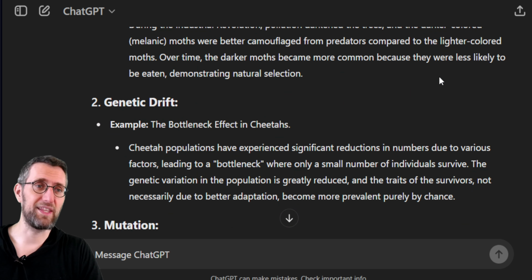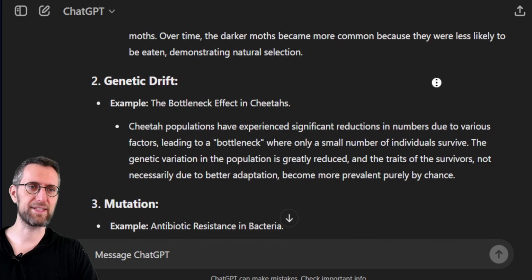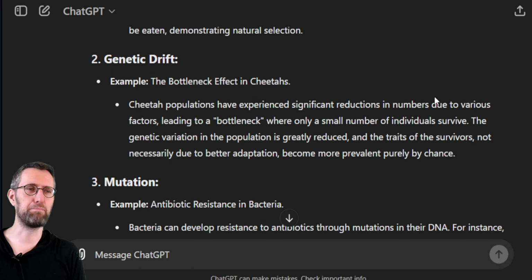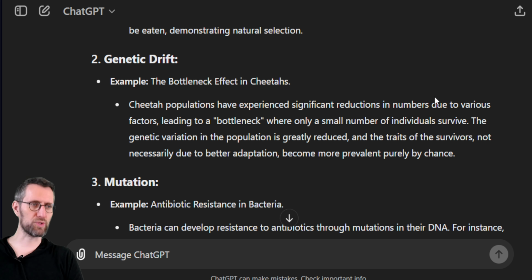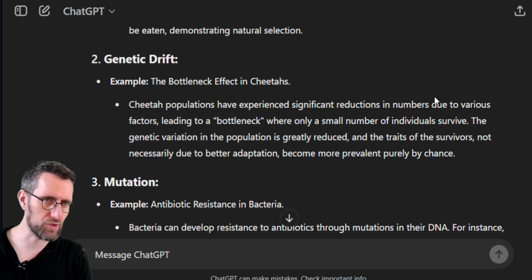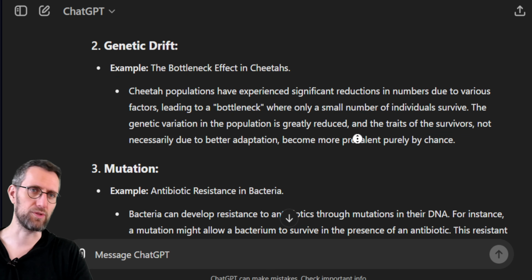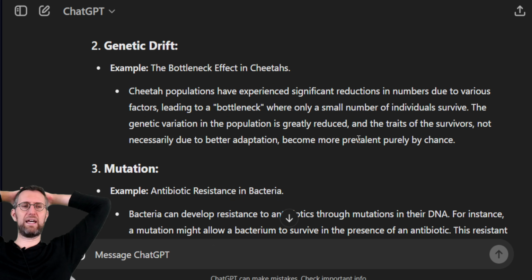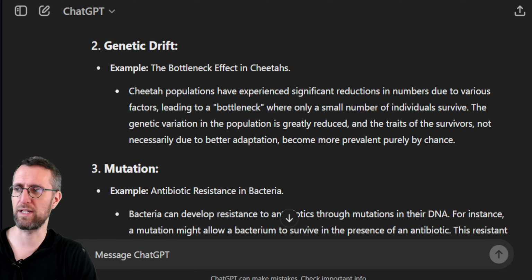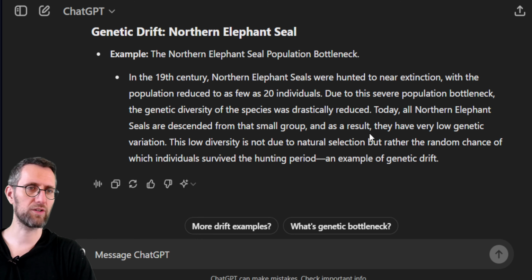So that's even the example that I had in my biology classes. But now we come to the interesting exceptions. The bottleneck effect in cheetahs. Cheetah populations have experienced significant reductions in numbers due to various factors, leading to a bottleneck where only a small number of individuals survive. The genetic variation in the population is greatly reduced, and the traits of the survivors, not necessarily due to better adaptation, become more prevalent purely by chance. Okay, so I guess that's very mathematical. I think I also want to see for genetic drift, there was an example of a volcano erupting or something. Okay, here we have a more concrete example.